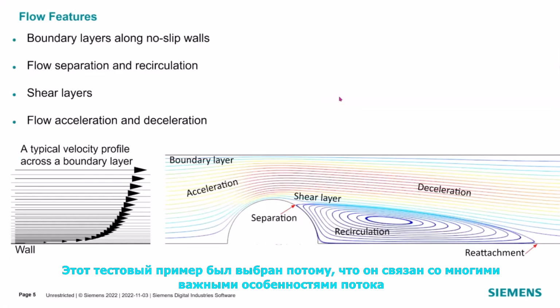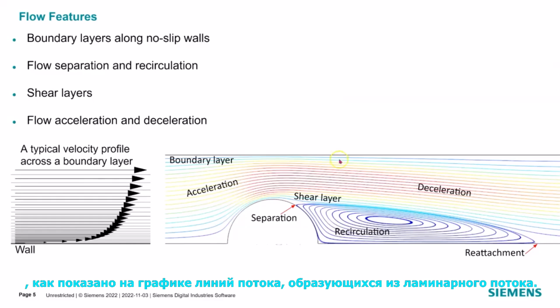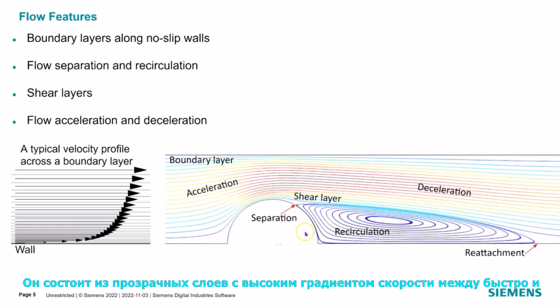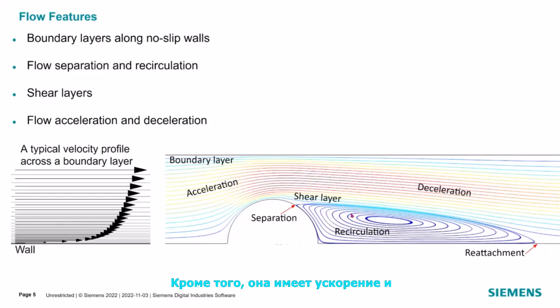This test case was chosen because it involves many important flow phenomena, as seen in the plot of streamlines from a laminar flow. It has boundary layers along no-slip walls. It has flow separation due to the presence of an adverse pressure gradient along a wall, and recirculation. It has shear layers with high velocity gradient between fast and slow moving fluid away from the wall. And it has flow acceleration and deceleration due to the change of the cross-flow sectional area.